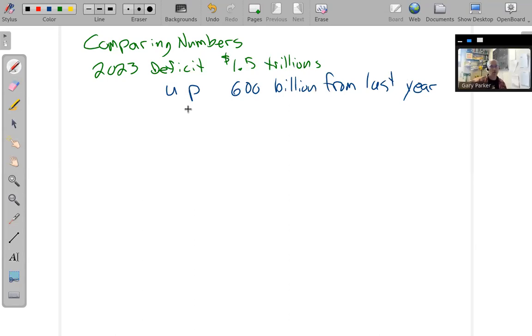Now, to do that, we're going to have to write things out a little different. So this is, again, a comparison with division. So I'm going to put the 600 billion in my numerator. I'm going to divide that by the 1.5 trillion. Now, most calculators don't have a billion button and a trillion button, so I have a couple options. I can just write some zeros or write scientific notation. We've looked at scientific notation here, so I'm going to look at it both ways.